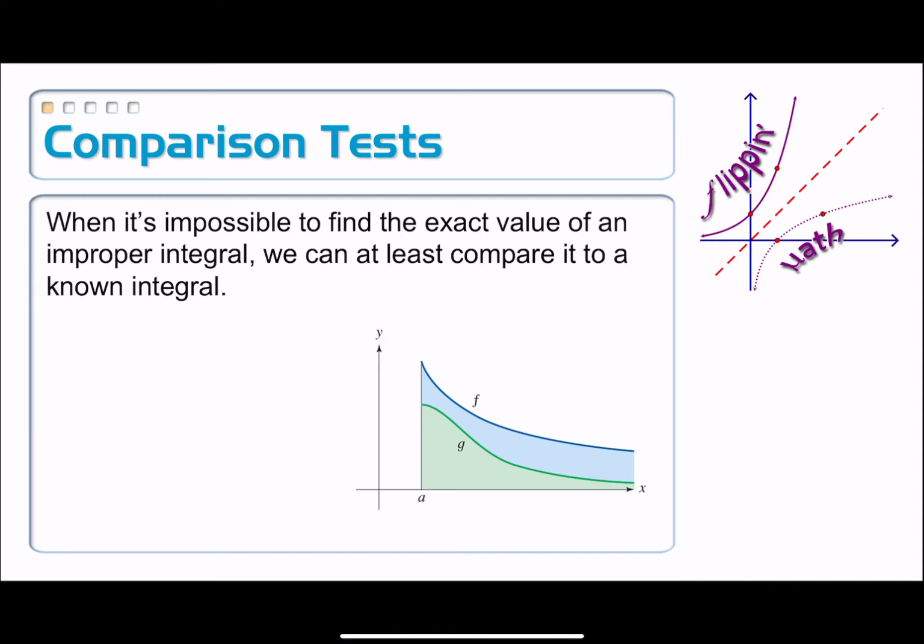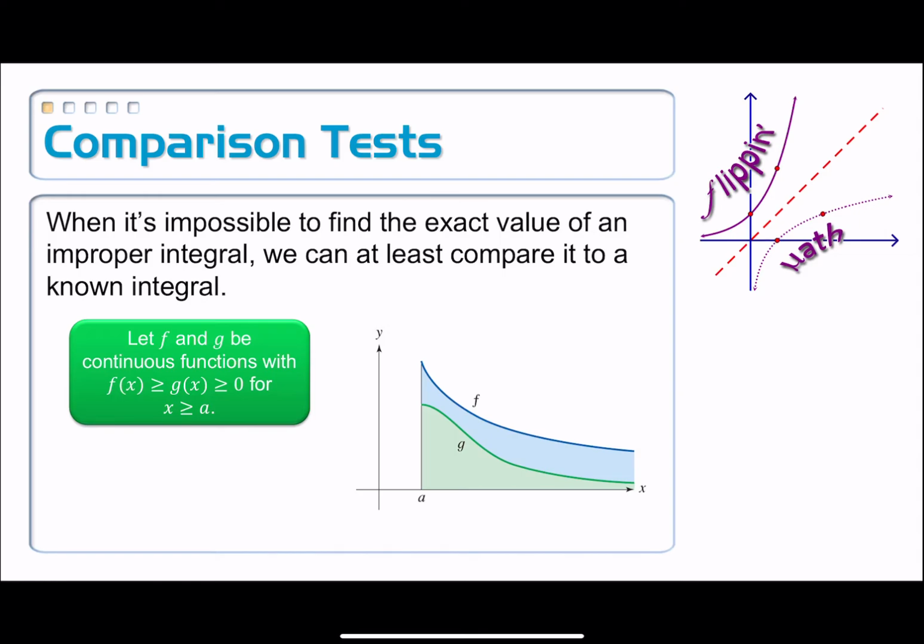Now the other case is this. What if I flip it over and look at the g of x function? What if g of x actually diverges? And we're looking at f of x, which is bigger than that. If you are accumulating more area than a divergent improper integral, then you're also going to diverge. And so that's what the second comparison test is.